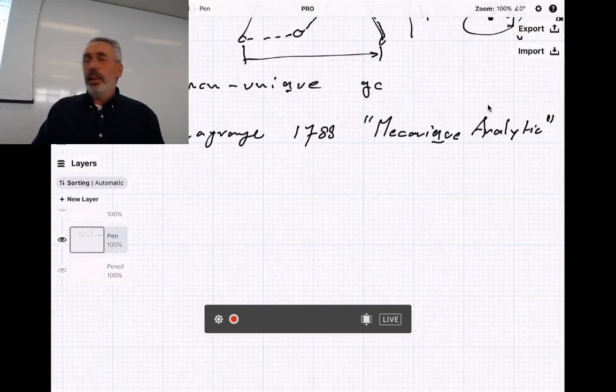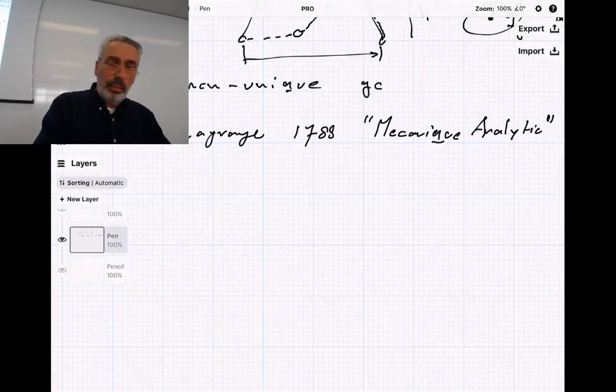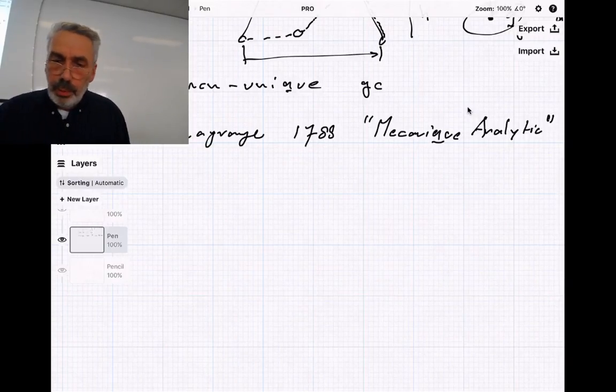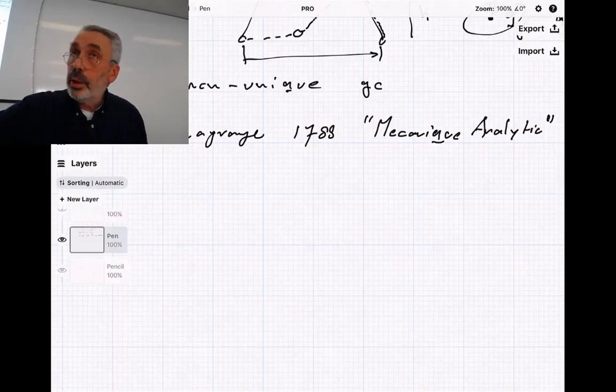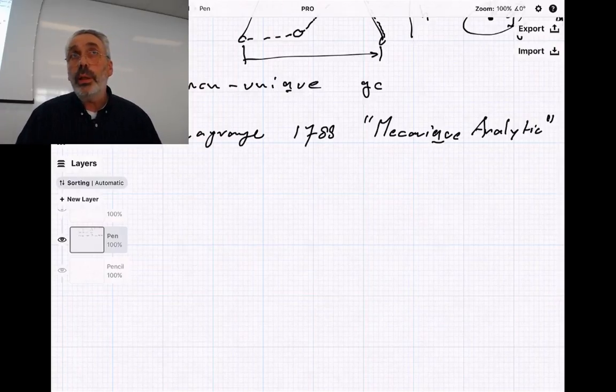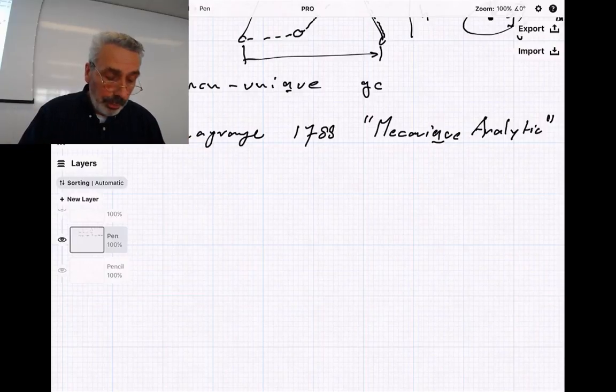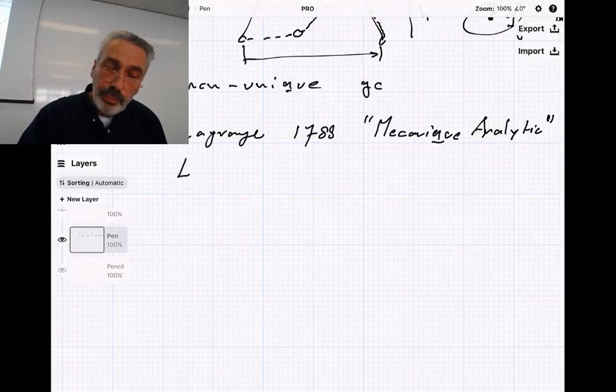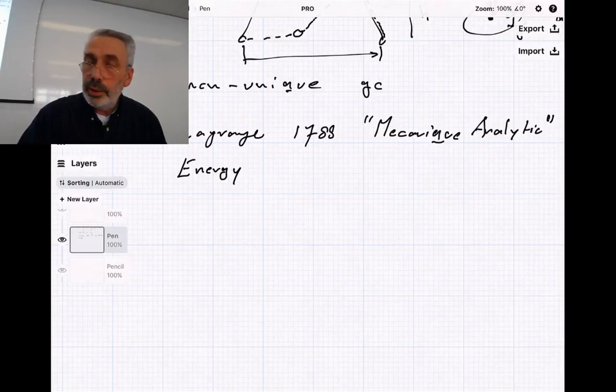So the bottom line is that Lagrange rationalizes the whole mechanics, and instead of looking with geometry and ratios, he now uses algebra. And in doing that, he uses a concept which we call energy. So energy is the basic thing which Lagrange uses. Until now we haven't really talked about energy, but it's power times time.